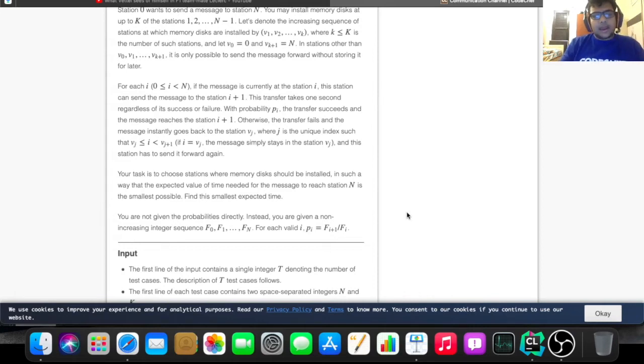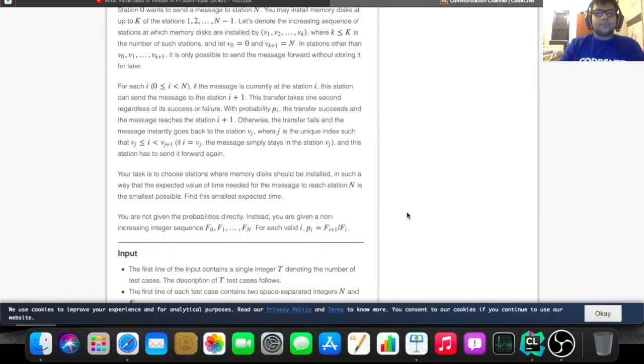Okay, and there is a chance of failure of this transfer. Like there is a chance that you may try to transfer from I to I plus 1, but for whatever reason the transfer fails. Regardless of whether it fails or doesn't fail, the transfer takes 1 second. And the transfer succeeds with probability pi and it fails with probability obviously 1 minus pi.